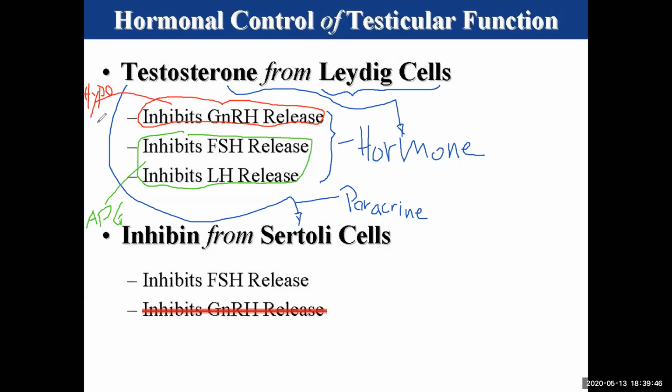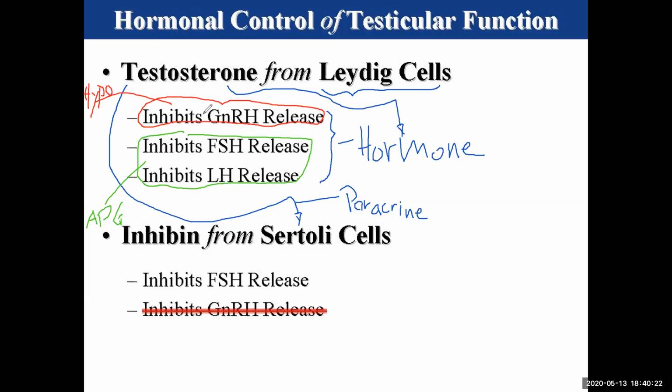So testosterone, through negative feedback, will go back from the testes, it will go into the anterior pituitary, and it will shut down both FSH and LH release by the anterior pituitary gland. It can also go to the hypothalamus and shut it down, so the hypothalamus will shut down its own GnRH release every time that testosterone shows up at its door.